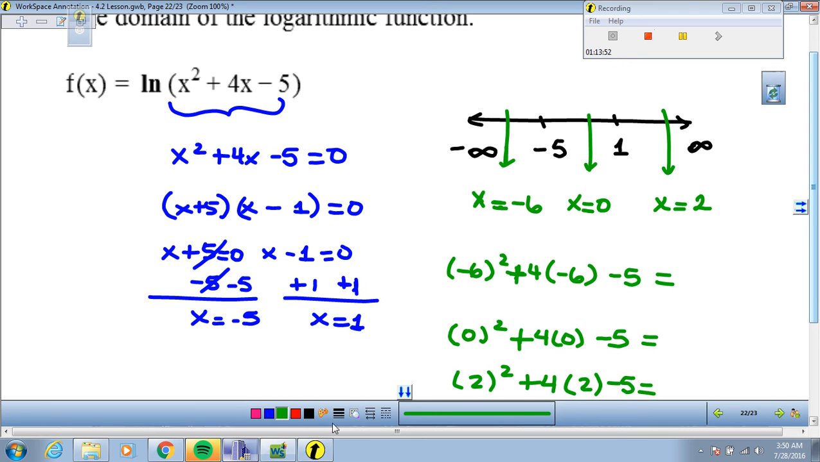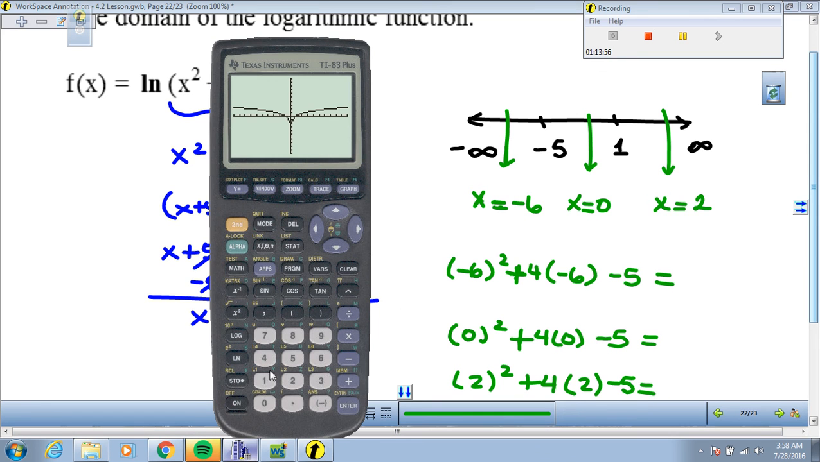So with this one, let's see what we get. Negative 6 squared plus 4 times negative 6 minus 5. Wait, I put something wrong. Oh, I didn't put the number here, because when I click with the writing tool that I have, sometimes it doesn't click correctly.